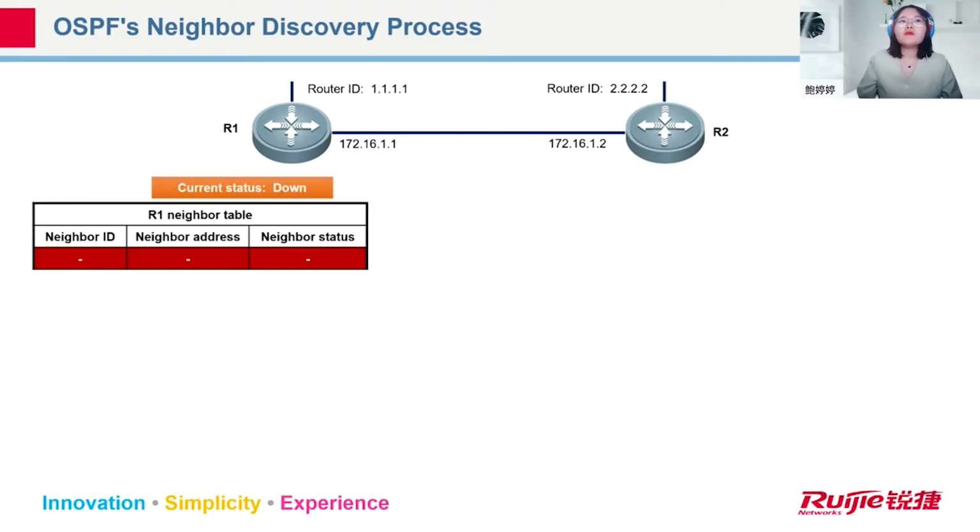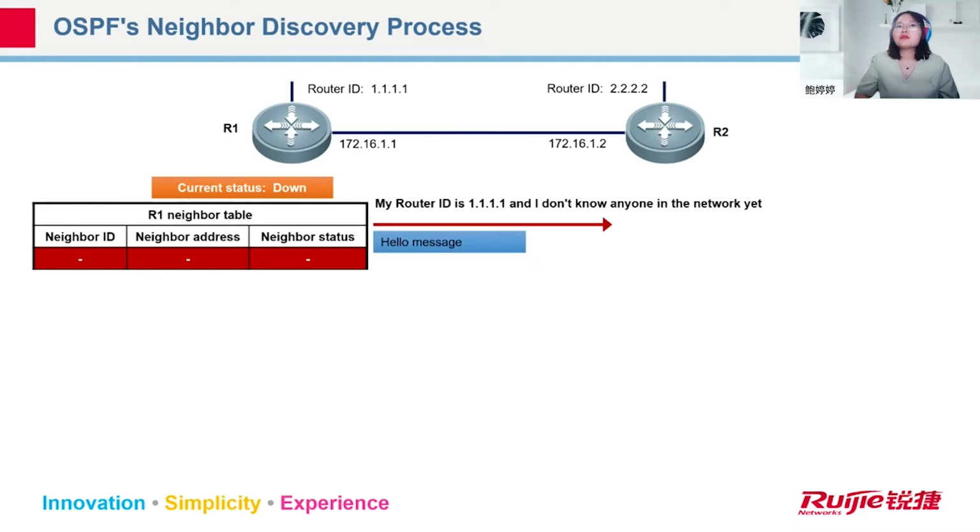And at the beginning, if we only enable the OSPF protocol in the device and do not receive any hello packets from my neighbor, the state will be down. Here are the statuses for the neighbor. When you use the command display OSPF neighbor, you can see the status information. Because now I don't receive any hello packets, the neighbor table is empty and the status is down.